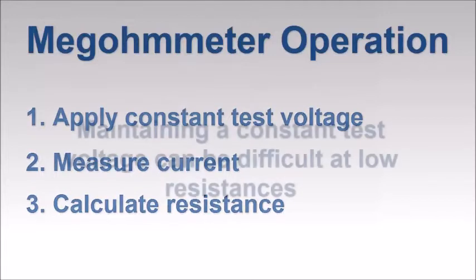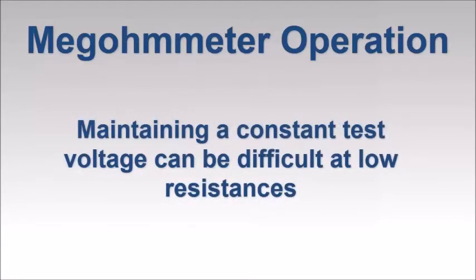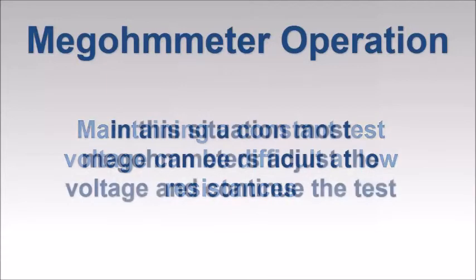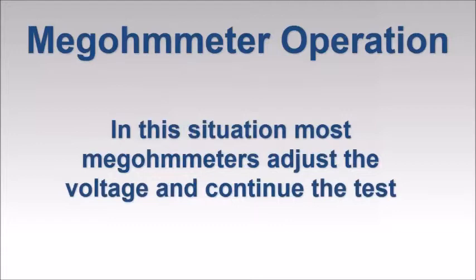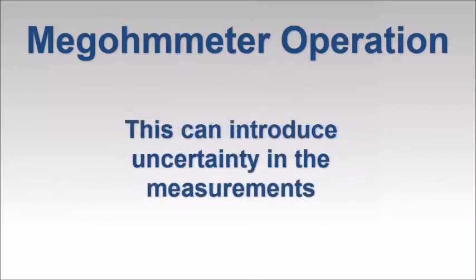Unfortunately, holding the voltage constant can be a challenge at lower resistances. To accommodate this, most megameters adjust the voltage level in this situation and continue with the test. This may introduce a level of uncertainty into the data, since ideally all measurements within a test should be made at the same test voltage to ensure a true apples-to-apples comparison among the readings.